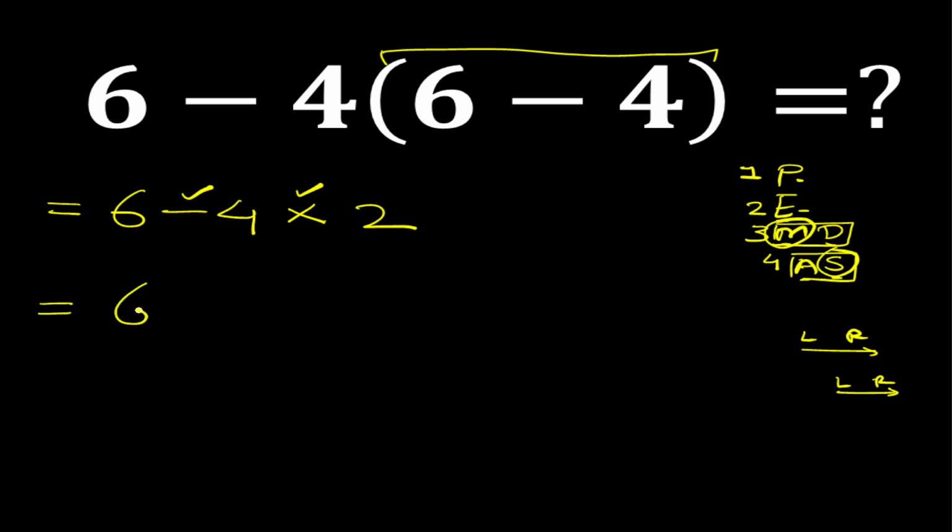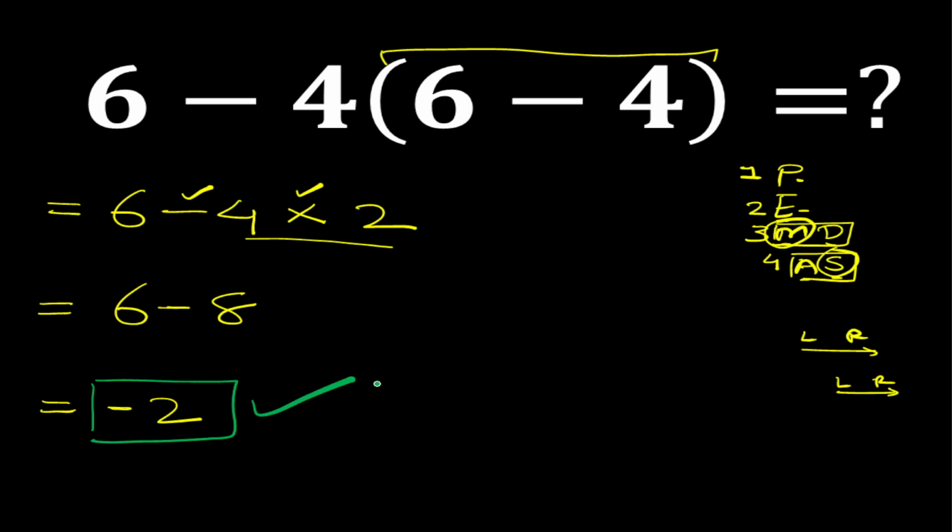So it is equal to 6 minus, now solve this multiplication first. 4 times 2 is equal to 8. So now 6 minus 8 is equal to minus 2, right? So the correct answer is minus 2.